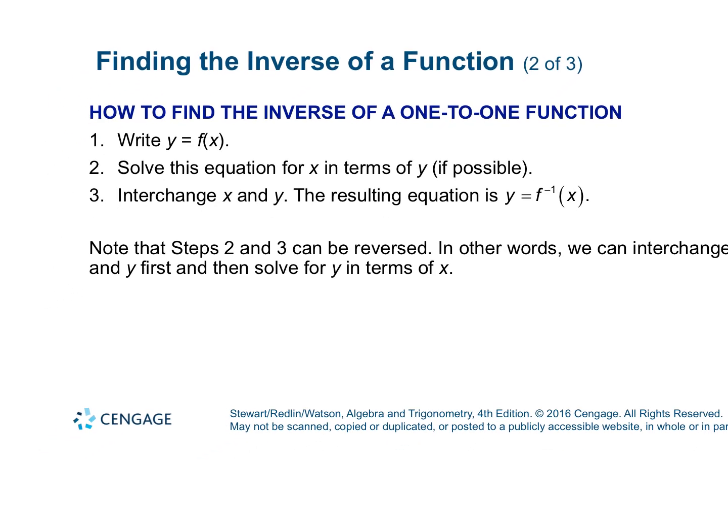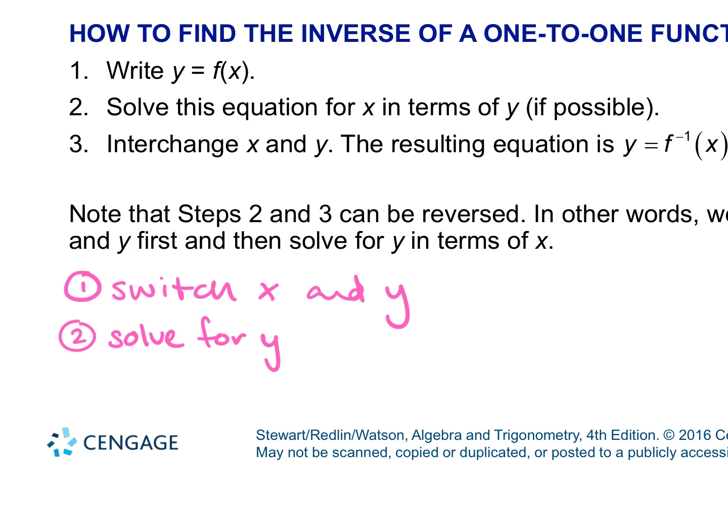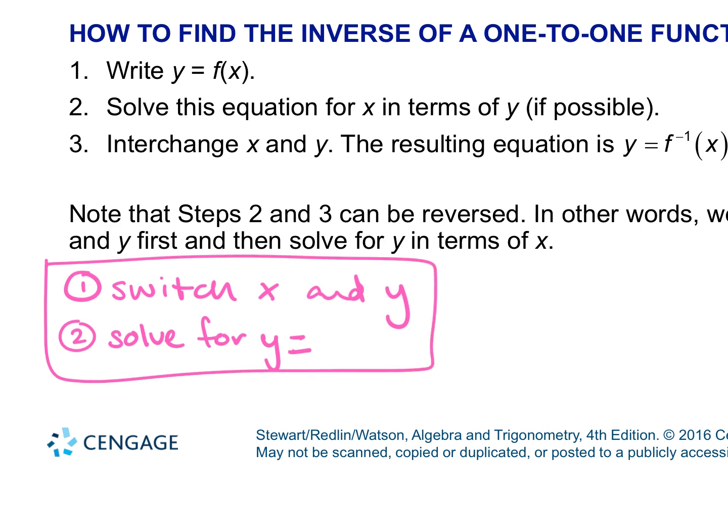Here it gives us steps on how to find the inverse. In kind of better words, to find the inverse, the first thing we want to do is switch the x and y. So we're going to make the x a y, and the y is going to turn into x. Second thing we're going to do is solve for y. So our goal is to make it y equals. So these are going to be the two steps to find the inverse.